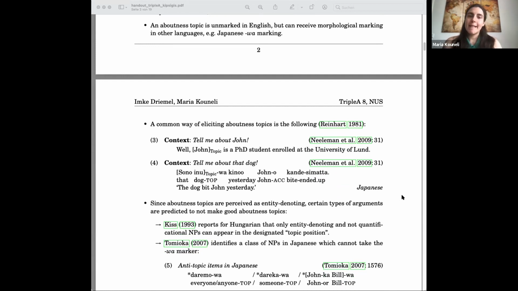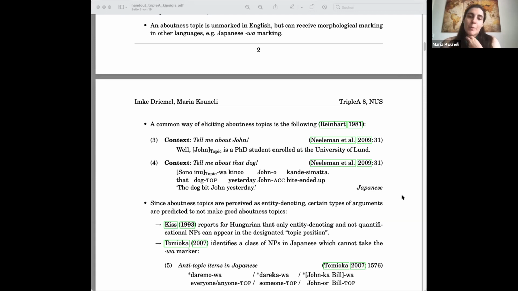So a common way of eliciting aboutness topics is the "tell me about X" test, and you see concrete examples from English and Japanese in 3 and 4. In 3, we have "tell me about John," and then, well, John is a PhD student enrolled at the University of Lund, and here John is unmarked. But in a similar context in 4, "tell me about that dog," where that dog is the topic, it is marked by wa in Japanese.